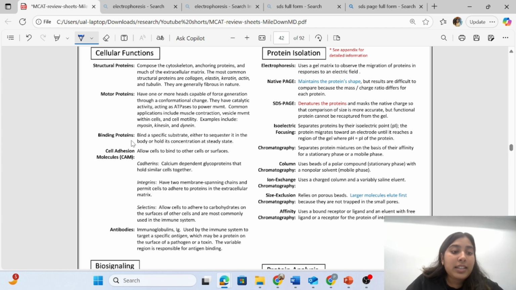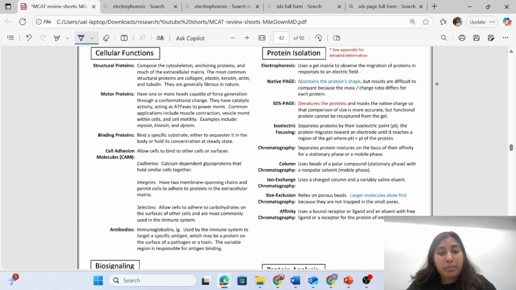Okay, cell adhesion molecules, or CAMs. This is a very high yield topic. You should know what your cell adhesion molecules are. One is cadherins, which are calcium dependent glycoproteins, which help in putting the cells together. Adhesion means putting 2 things together, like sticking 2 things together. So cadherins do it because of the calcium.